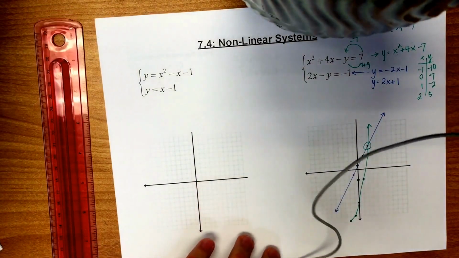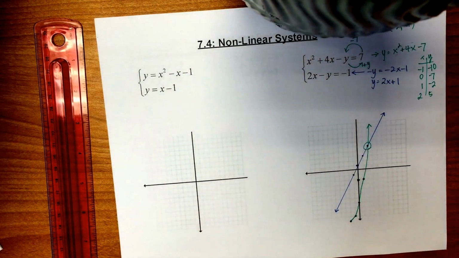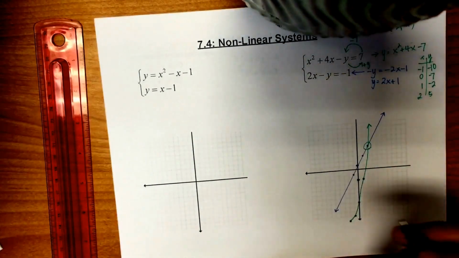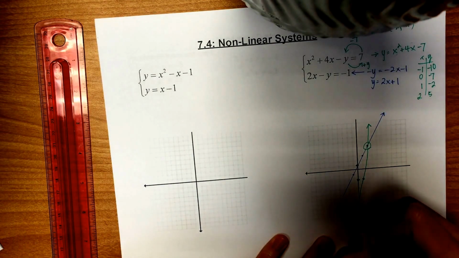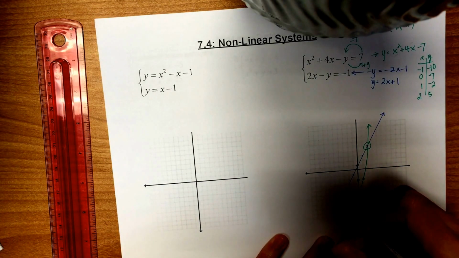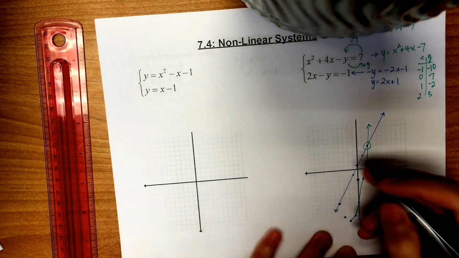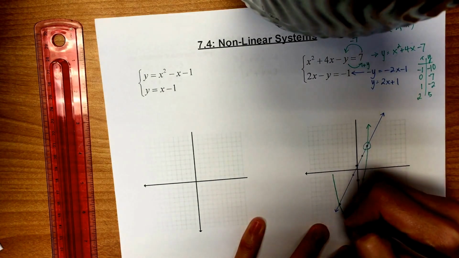Now, since this is only half the parabola, we also have to graph on the other side. So I'm going to mirror on the other side. This was 1 to the right. I'm going to go 1 to the left. This was 2 to the right. I'm going to go 2 to the left. And it appears that I got a nice, neat intersection point right there.